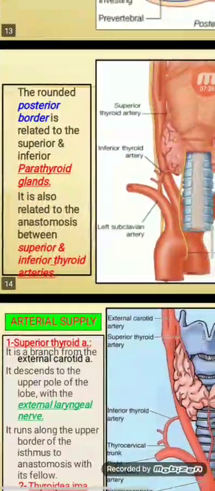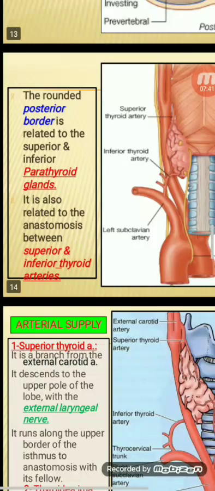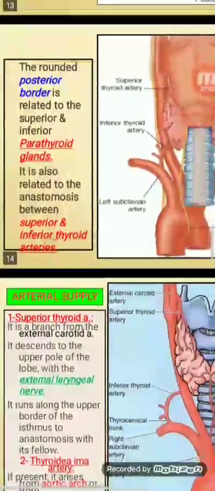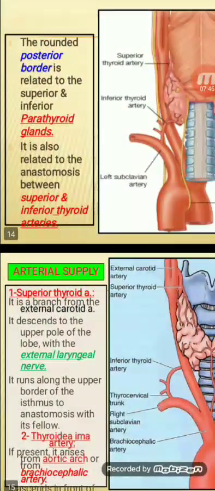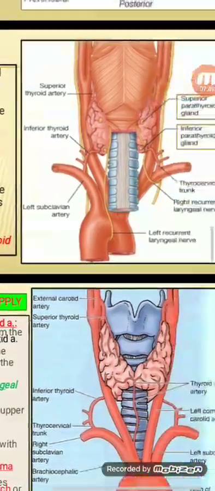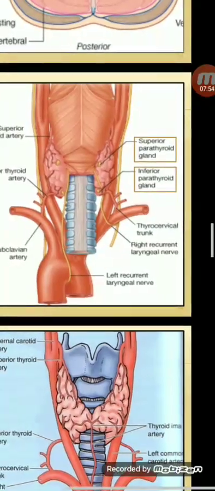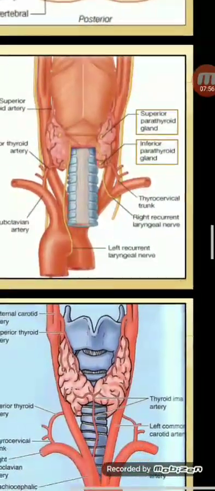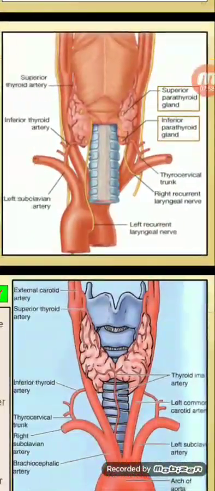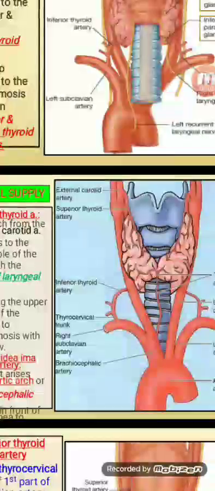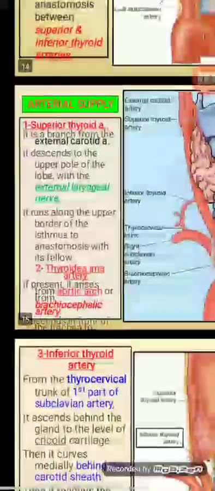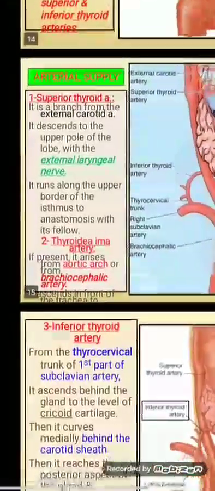The posterior border is related to the superior and inferior parathyroid glands. It is also related to the anastomosis between the superior and inferior thyroid arteries, as you can see. Take a look at this picture. The thyrocervical trunk is a branch from the subclavian artery. It gives the inferior thyroid artery. And the superior thyroid artery is a branch from the external carotid artery, as you can see here.